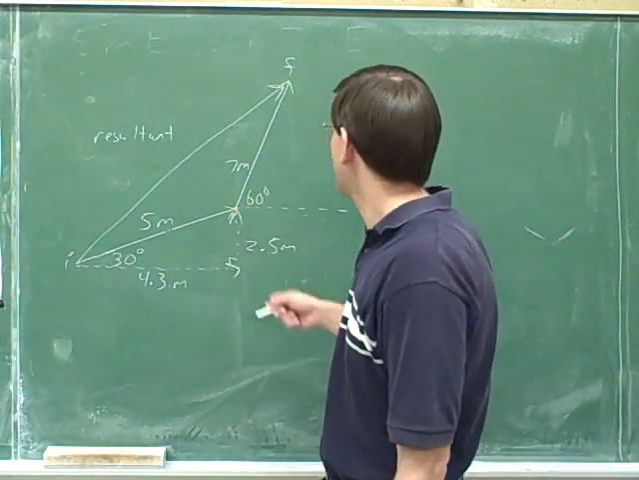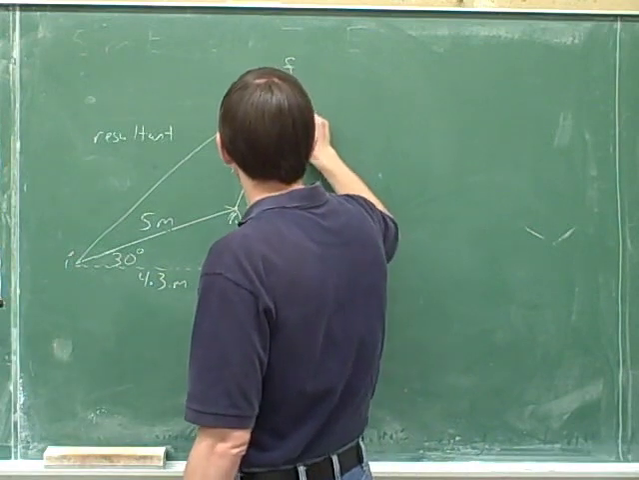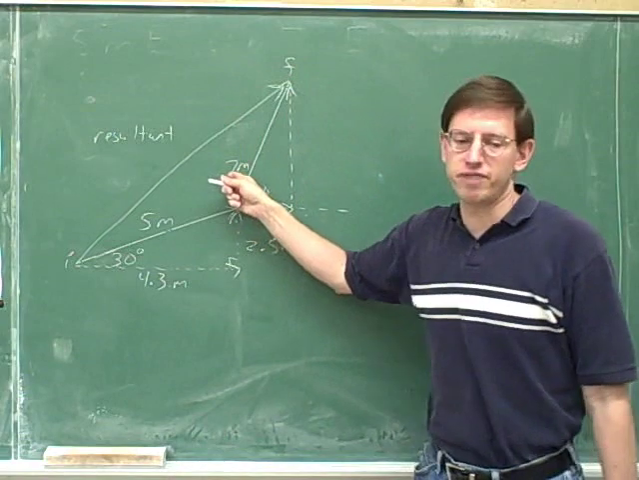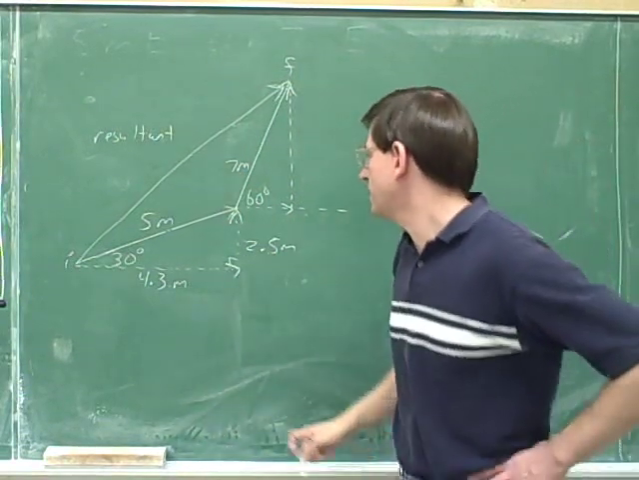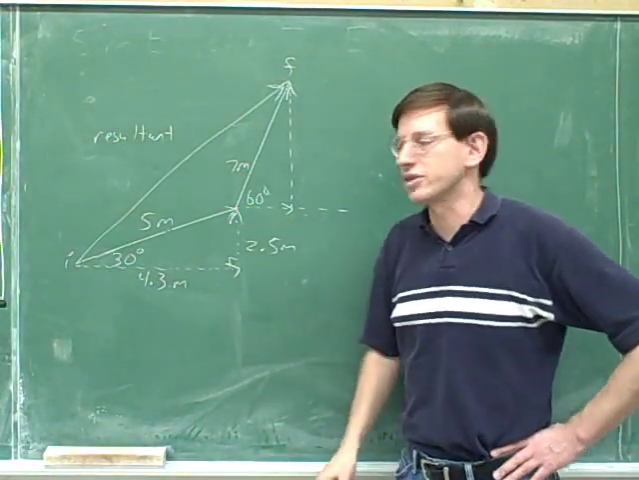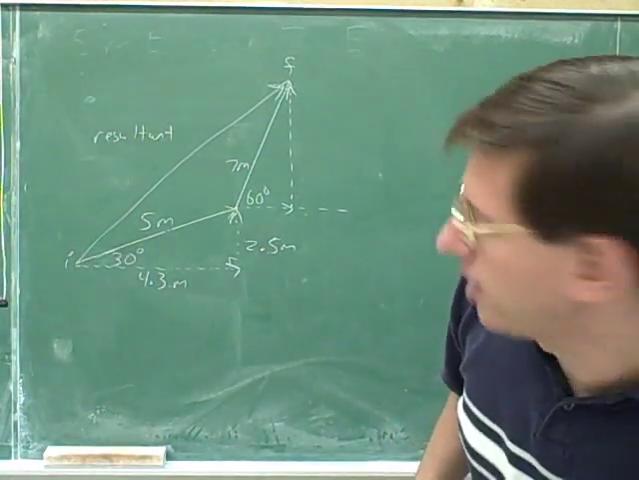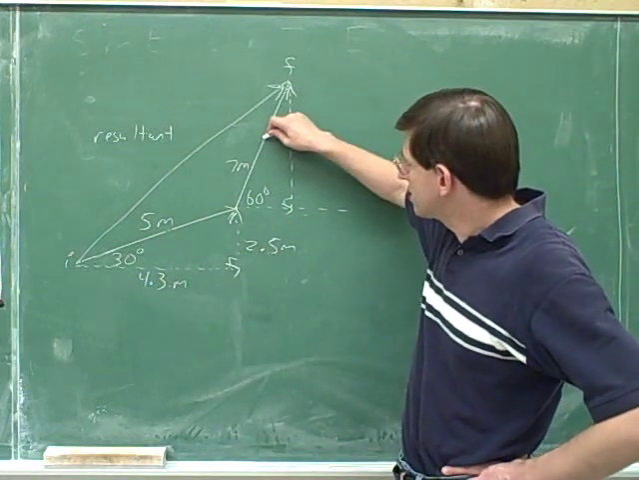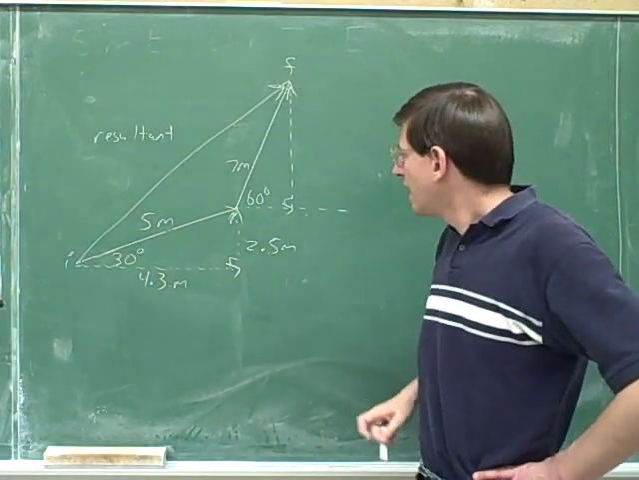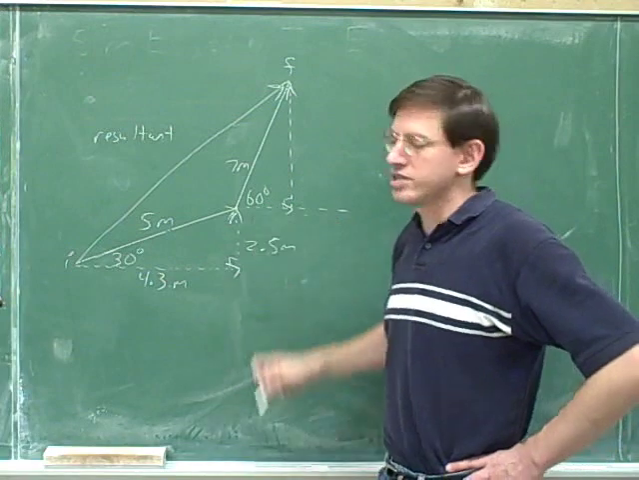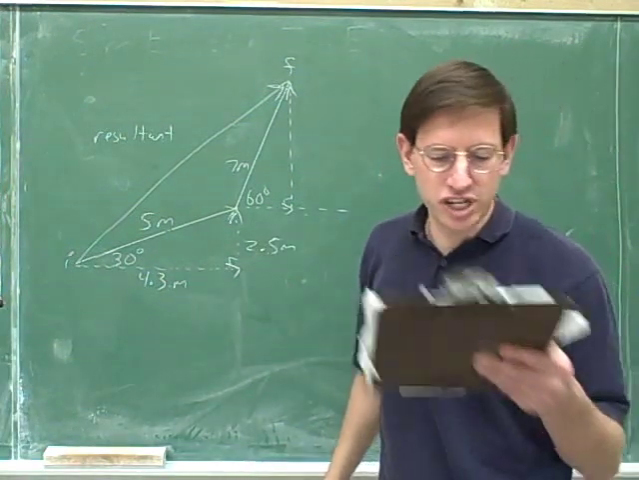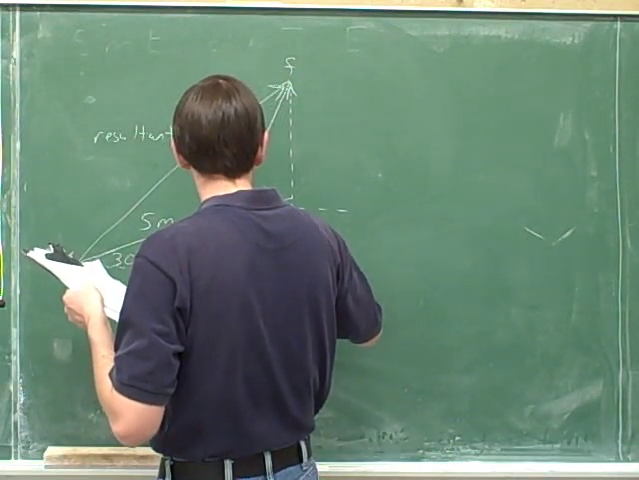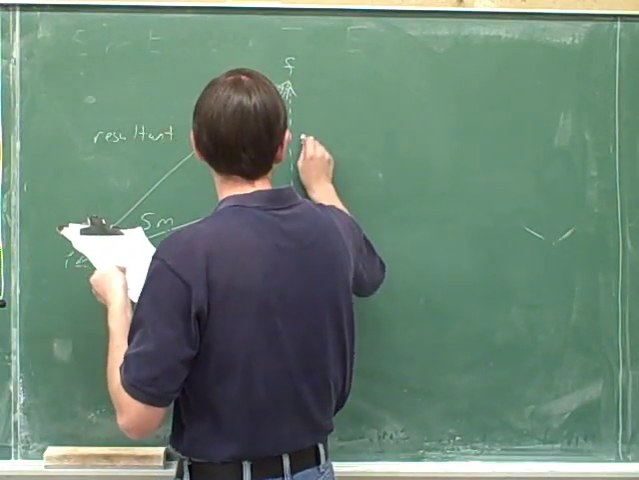Well, let's do the same thing for our second vector. Remember, this was the 7 meter vector. We were going for 7 meters at an angle of 60 degrees above the horizontal. Well, again, we can draw a right triangle here that uses the 7 meter vector as the hypotenuse. And then we can write down how long the horizontal and the vertical legs are. I'll just tell you that the horizontal leg here would be 3.5 meters. And the vertical leg would be 6.1 meters.